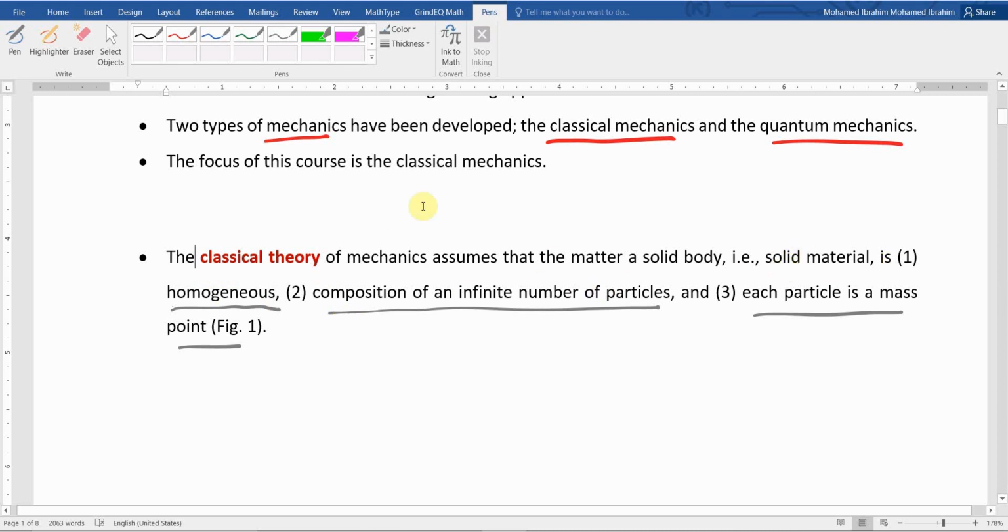This classical theory assumes three main points. Especially for a solid material, it assumes that the solid is a homogeneous material. In addition, it is a composition of an infinite, huge number of particles, and I'm going to let you know what these particles mean. Also, each one of these particles is a mass point. What does a mass point mean? It is just a point, right? So let us discuss these three assumptions of the classical theory further.